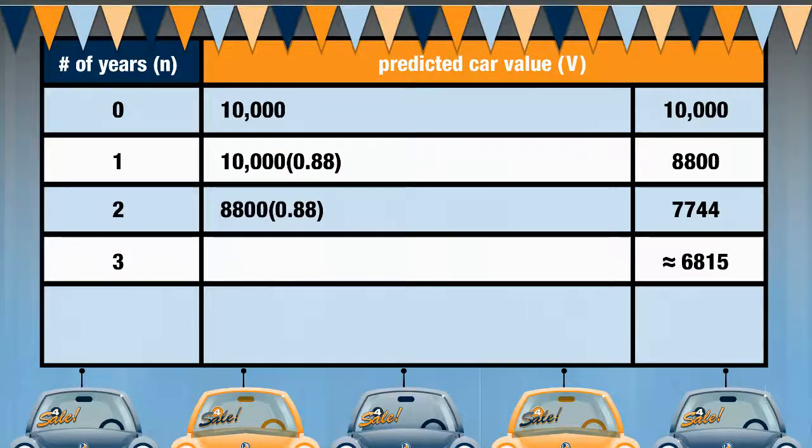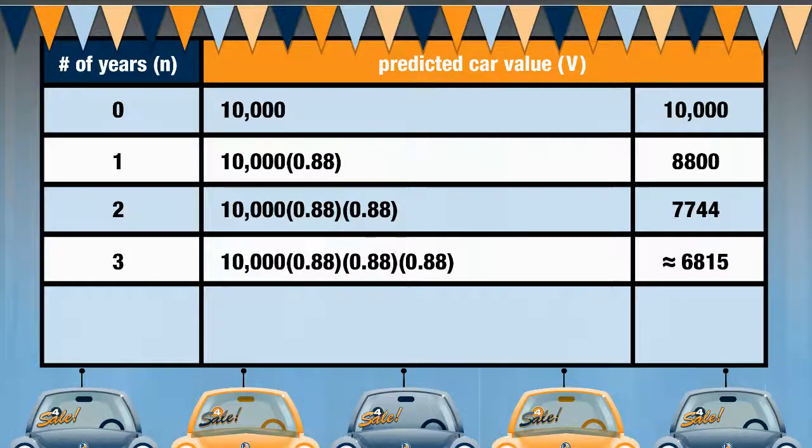Remember, 10,000 times 88 hundredths is equal to 8,800. So to help us find a pattern, we're going to replace 8,800 with 10,000 times 88 hundredths. For the third year, we multiply the second year's value by 88 hundredths. Let's write 7,744 as 10,000 times 88 hundredths times 88 hundredths. Look at the calculations through the third year. The pattern's right there. We repeatedly multiplied by the decay factor.